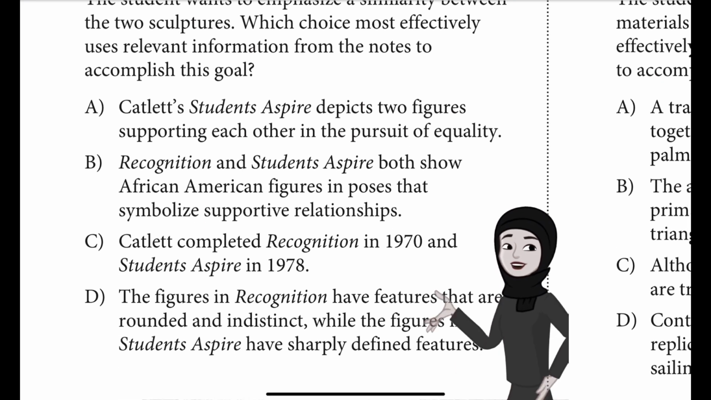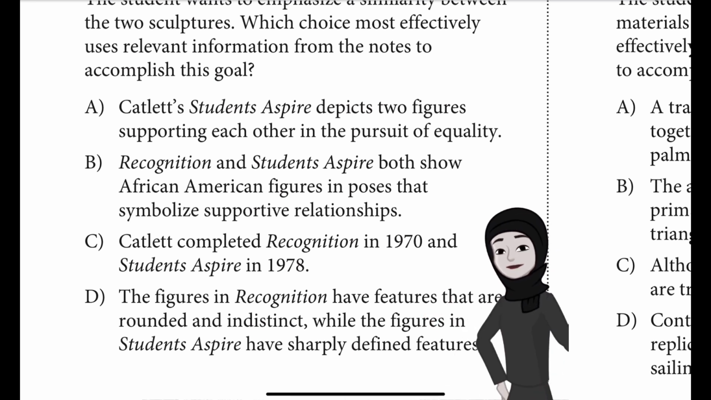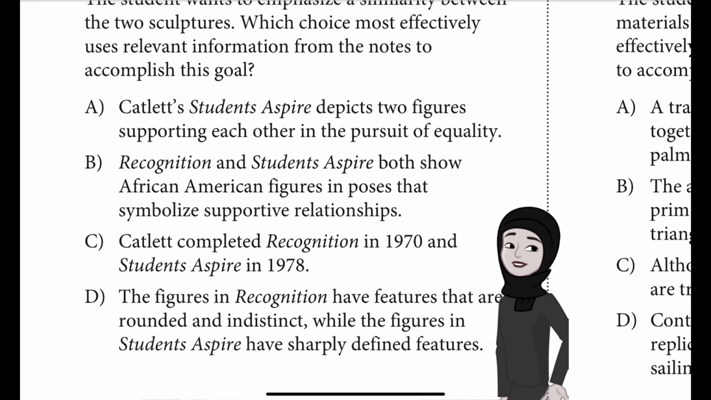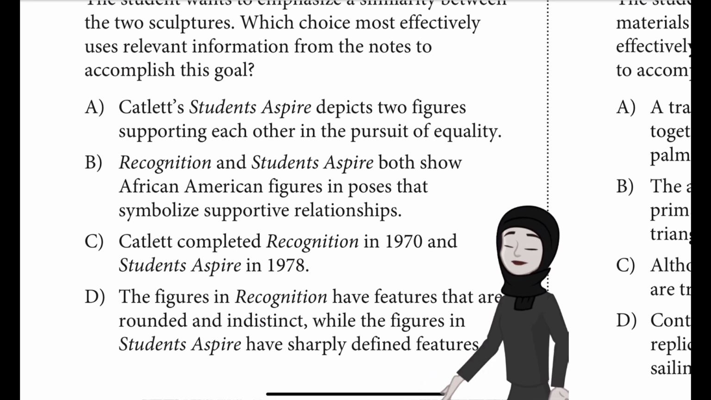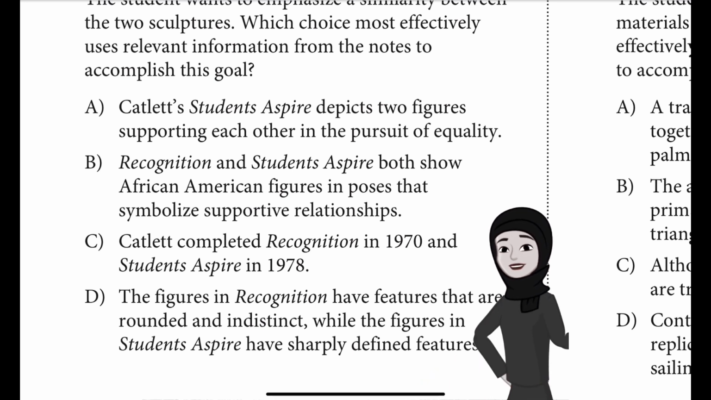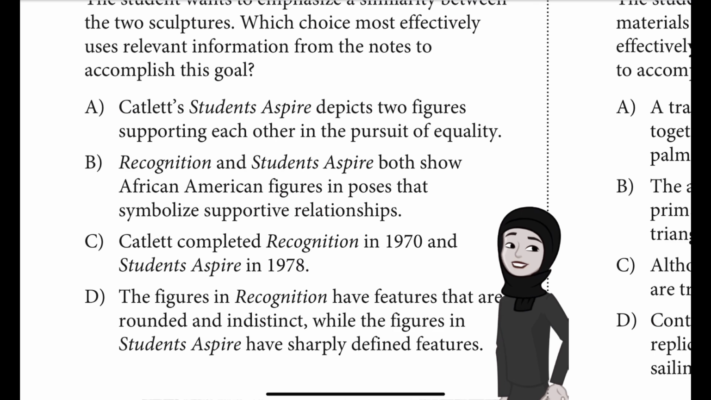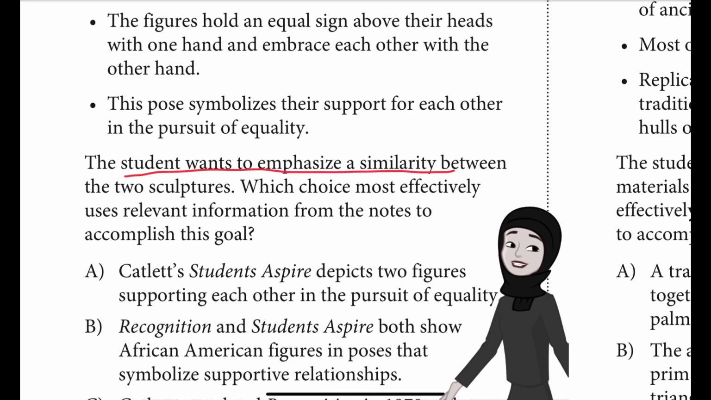Is it A. Catlett's Students Aspire depicts two figures supporting each other in the pursuit of equality? B. Recognition and Students Aspire both show African American figures in poses that symbolize supportive relationships? C. Catlett completed Recognition in 1970 and Students Aspire in 1978. D. The figures in Recognition have features that are rounded and indistinct, while figures in Students Aspire have sharply defined features. So what does the student want to emphasize?